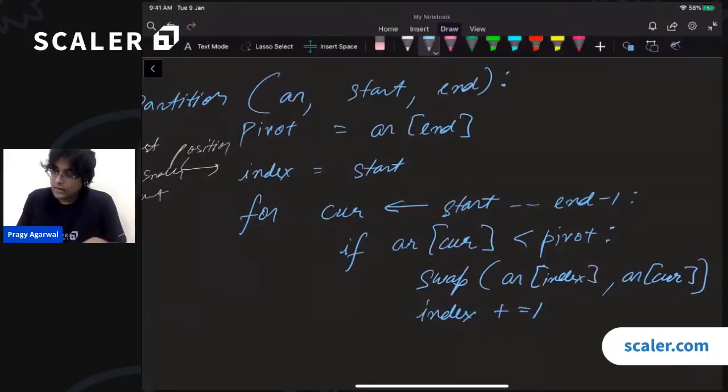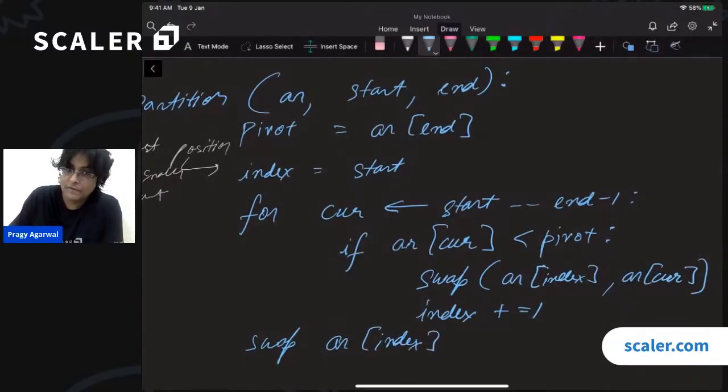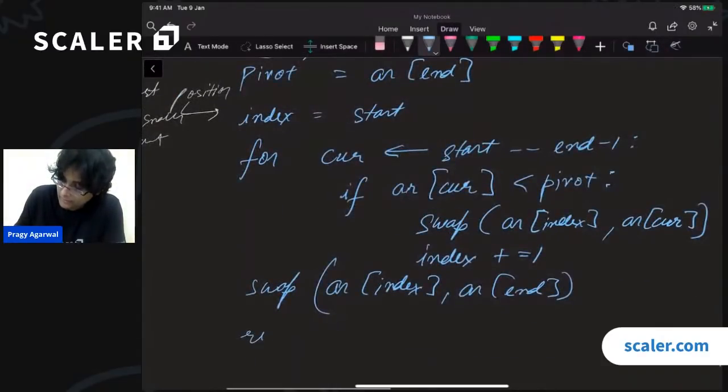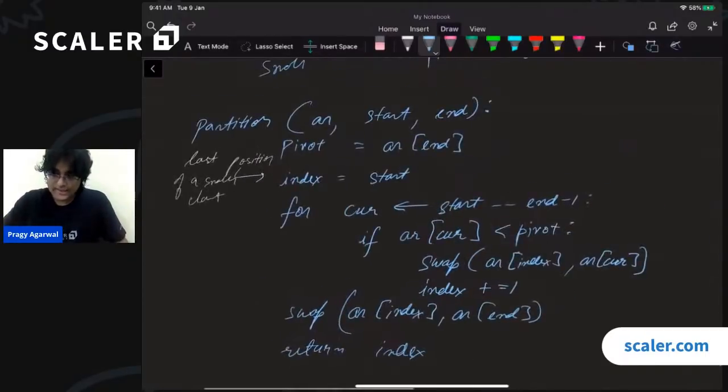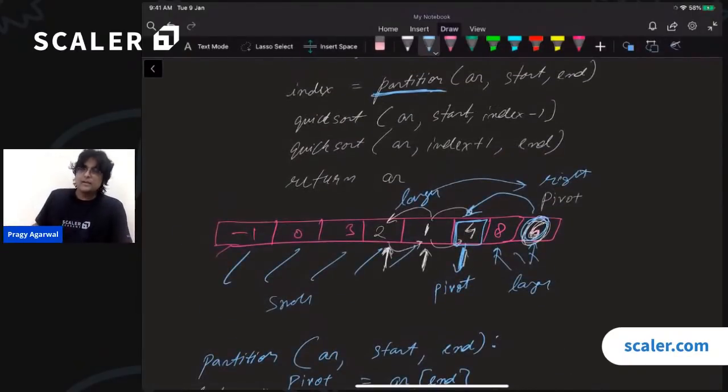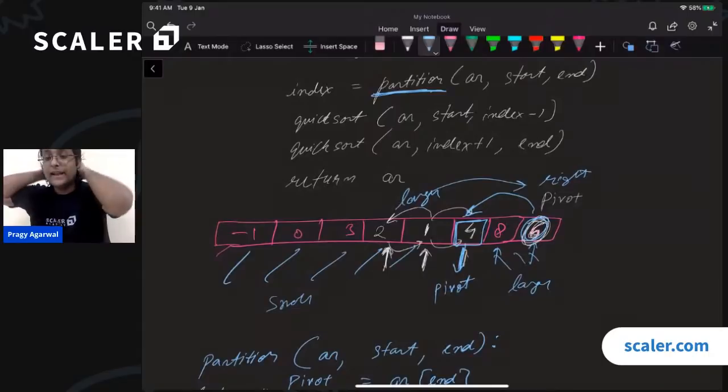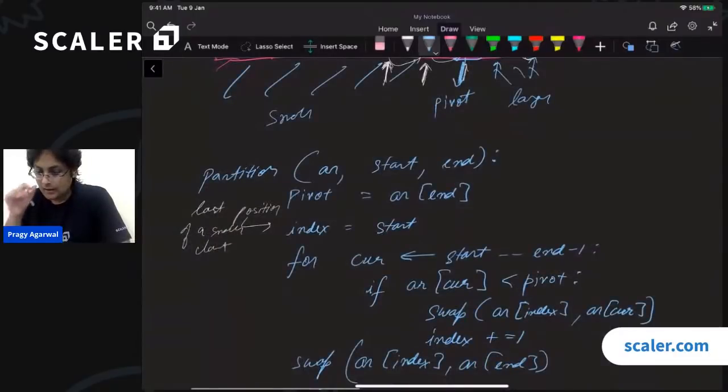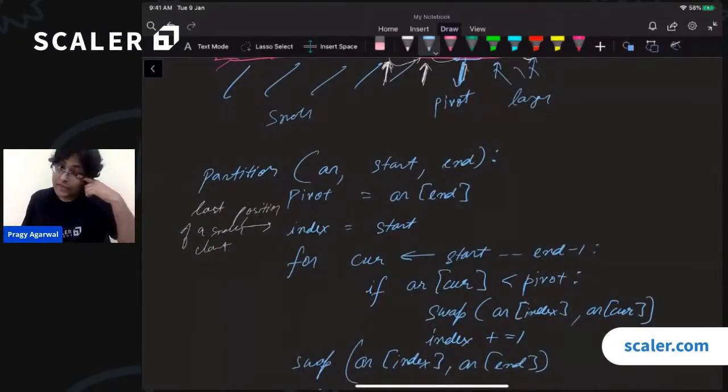All right. Once I'm done with this entire thing, I can simply swap AR of index with the pivot, AR of n. So AR of n had my pivot, right? And then I can simply return the index. Okay. So this pseudocode is doing exactly what we discussed over here. If we have time, we can also try to dry run it, but I guess we are over time already. So I'm not sure if we will be able to dry run it today. But if you come into the discussion group, I will be able to explain it much better to you.